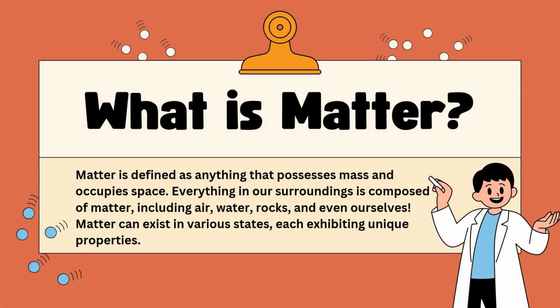First of all, what is matter? Matter is defined as anything that possesses mass and occupies space. Everything in our surroundings is composed of matter, including air, water, rocks, and even our cells. Matter can exist in various states, each exhibiting unique properties.